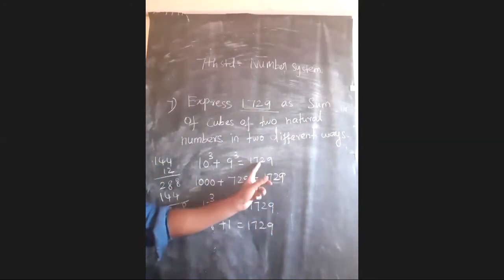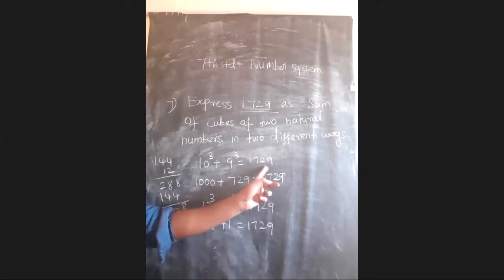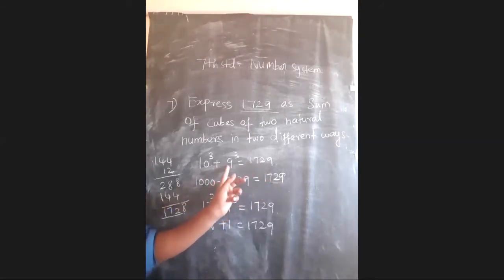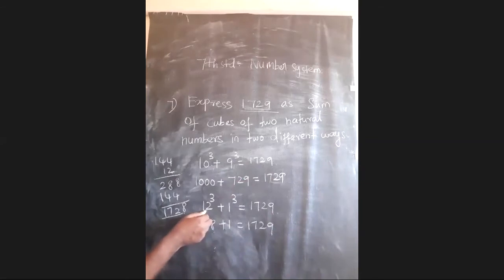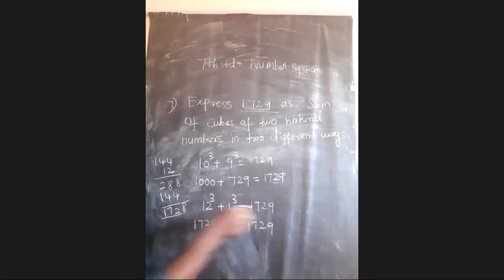Okay. So we can write 1729 is equal to 10 cube plus 9 cube. This is one answer. Second answer, 1729, we can write it in the form of 12 cube plus 1 cube. 12 into 12 into 12 plus 1 into 1 into 1, you will get the answer as 1729. So these numbers are called Ramanujan numbers.